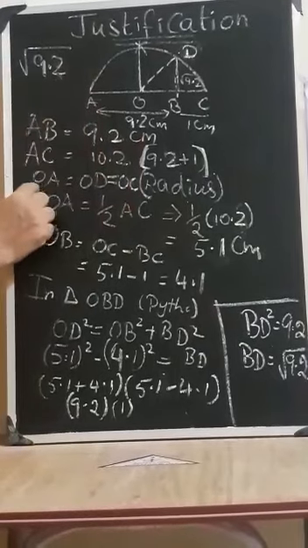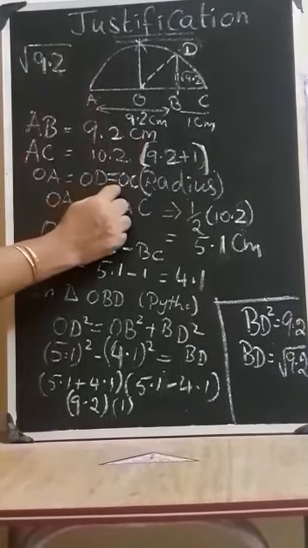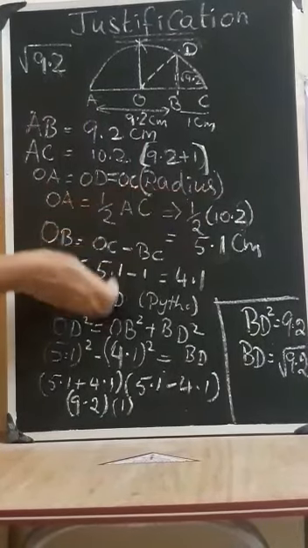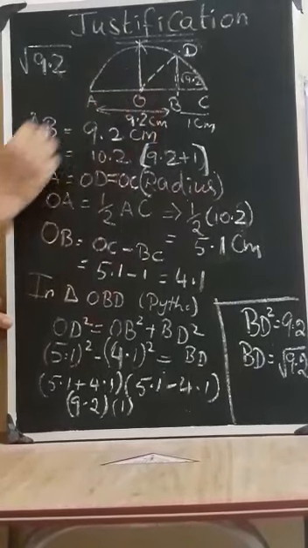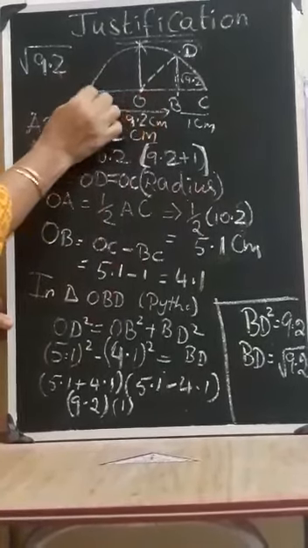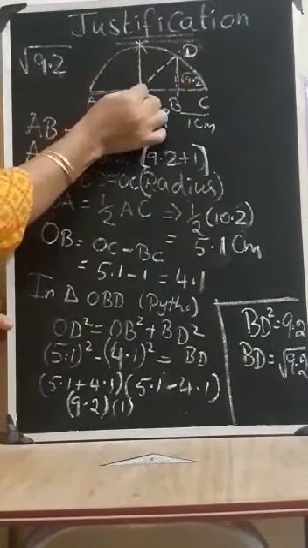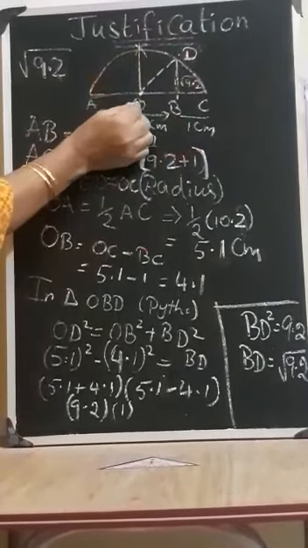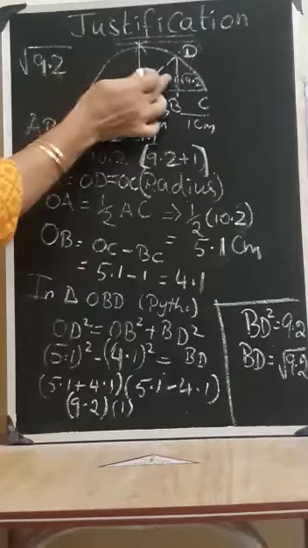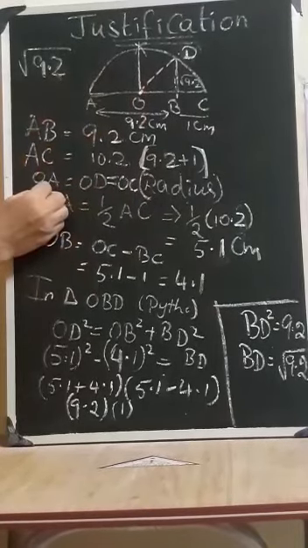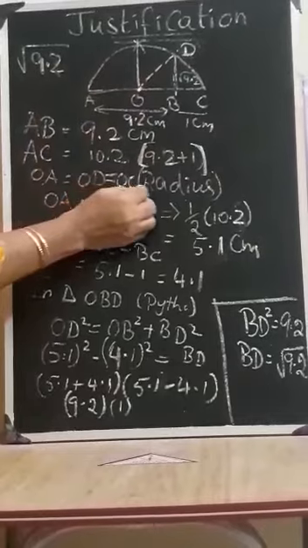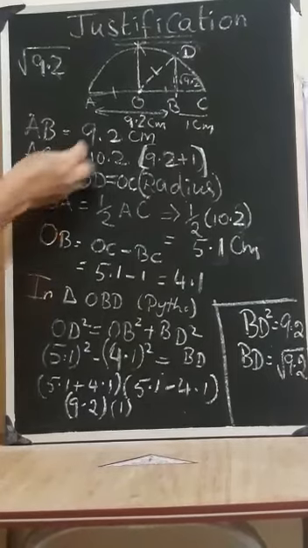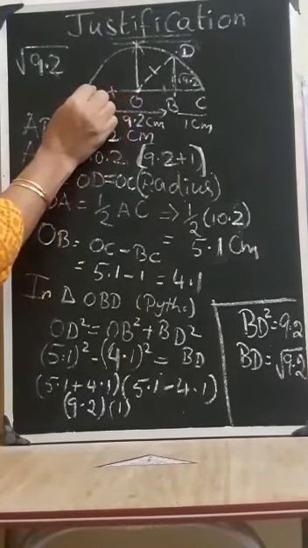Now from the figure, OA, OD, OC are all equal because they are radii. See, we know O is a center. OA, OD, OC are equal because O is a center. In a circle, radii are all equal. So here OA is equal to OD is equal to OC. Now just see, OA is radius, right?